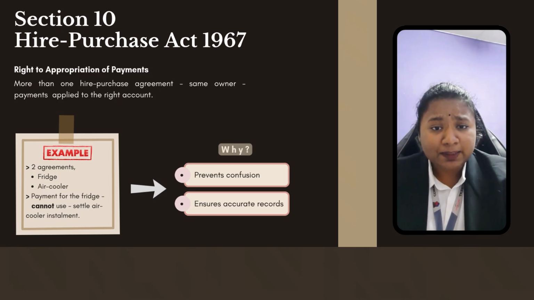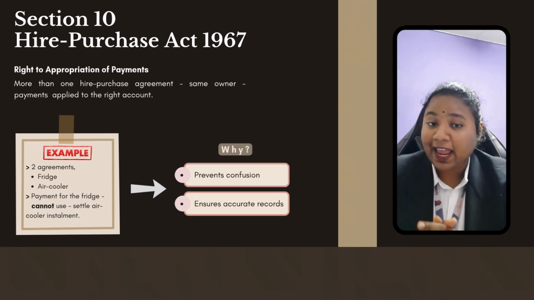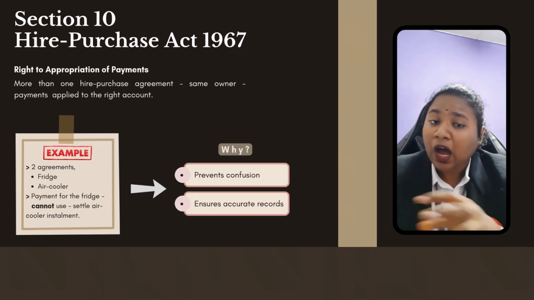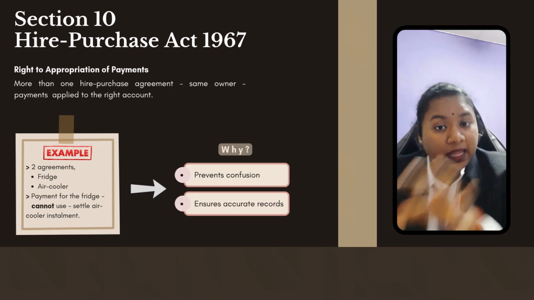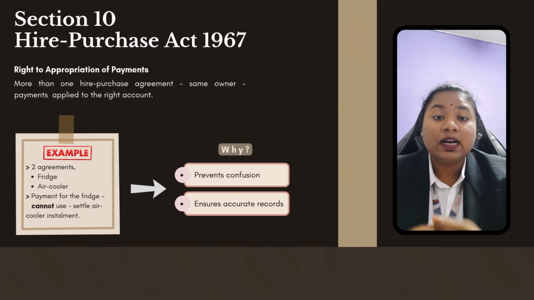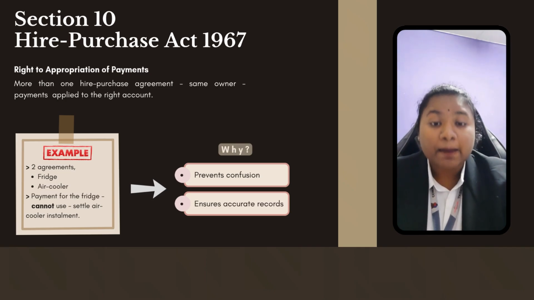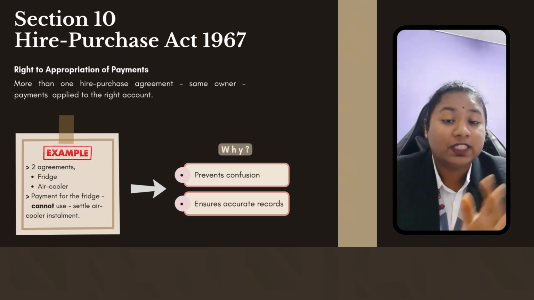Okay, now let's begin with Section 10 of the Hire Purchase Act 1967. This section is all about payment rights, how the payment made by the hirer must be applied in the agreement. In this section, the hirer, which means the one who pays for the goods, has the right to ensure that payment goes to the correct hire purchase agreement.